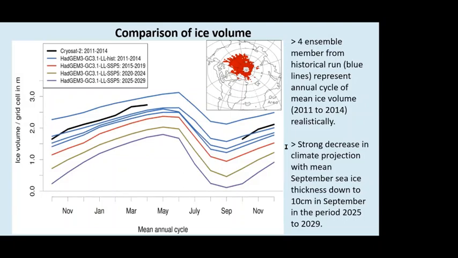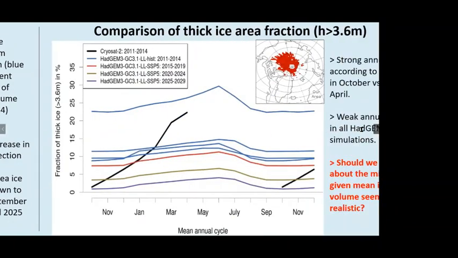Further, I show here the scenario runs for the near future. We see in red, green, and purple quite a strong decrease of sea ice thickness in the following years. But let's look now at the, I'll move on to the next slide.